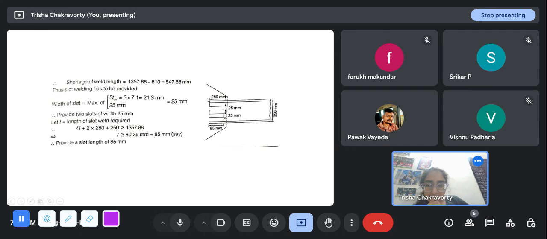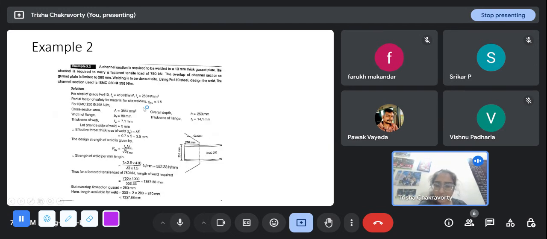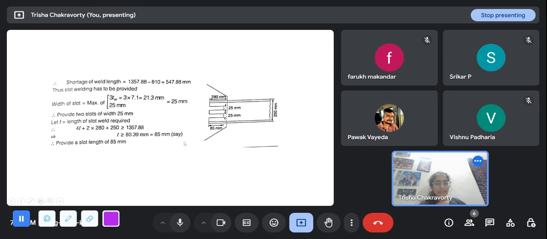So there is one thing that can be done, which is slot welding. Slot weld is basically, if the overlap is limited, then one thing you can do is increase the effective size of the weld. You can try this with 7 mm or 8 mm, and you will probably find it's fine. Another way is keep the size of the weld what we have assumed, but increase the length of the welding. So if you cut the section like this, you will see that the weld will go like this. So the overall effective length of weld is increasing. The shortage of weld length is around 550 mm. So the slot welding has to be provided.